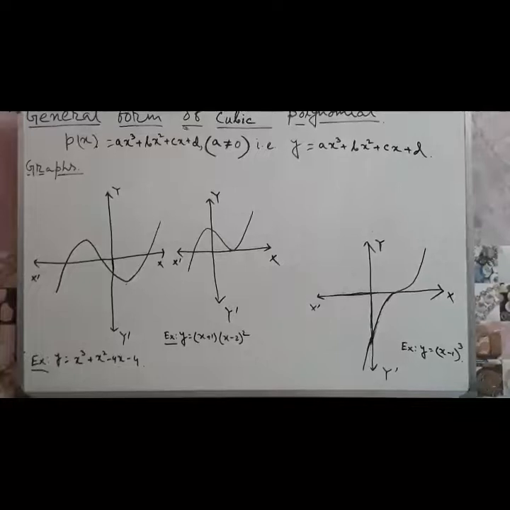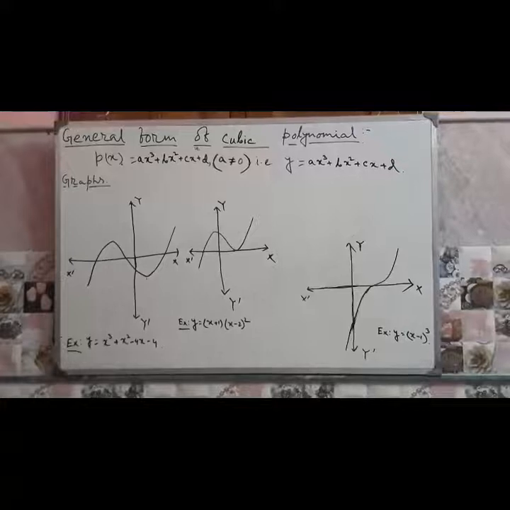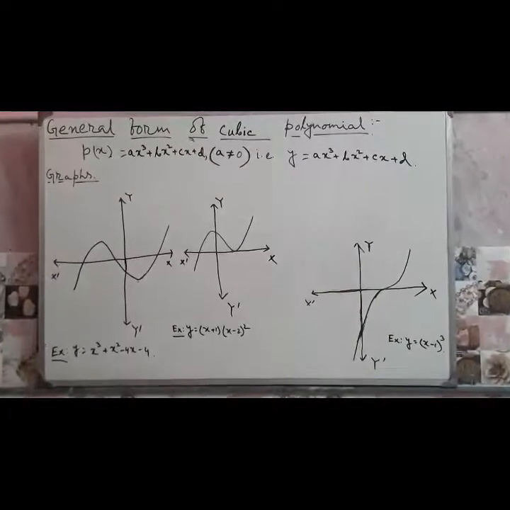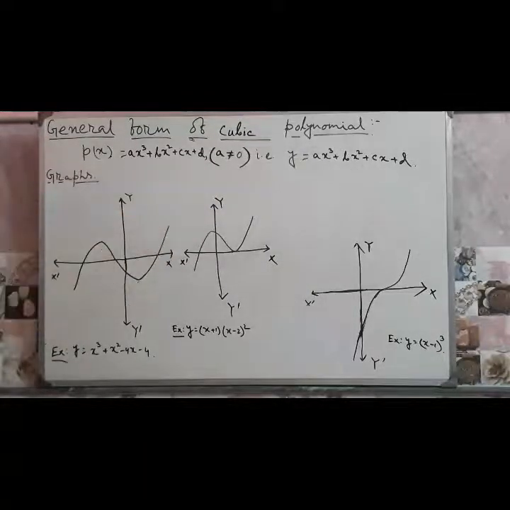Now the general form of the cubic polynomial. What is the general form of a cubic polynomial? That is p of x is equal to ax cube plus bx square plus cx plus d. Again the condition is a is not equal to 0. The reason is the same. If a is equal to 0, then this polynomial fails to be a cubic polynomial. So if it is written in the form y is equal to ax cube plus bx square plus cx plus d, then we can draw the graph of this polynomial.